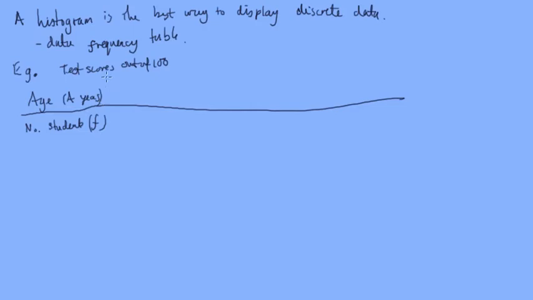Oh dear, it's a very bad line. So we've got the age between 16 is less than or equal to A is less than 18, so between 16 and 18. Between 18 and 20, and between 20 and 22.